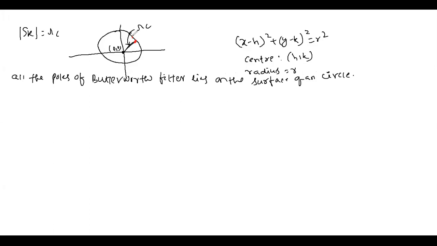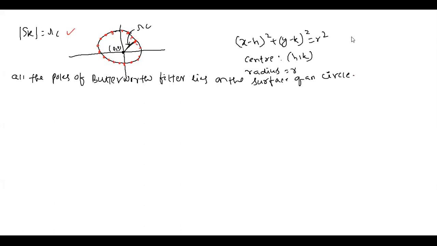The poles are lying on the surface of the circle. Say, like these poles. If you plot n number of poles, this is a MATLAB equation. If you do a MATLAB program and plot all the poles by using this equation, then you will get a circle. So better you try this in MATLAB so that you can verify.